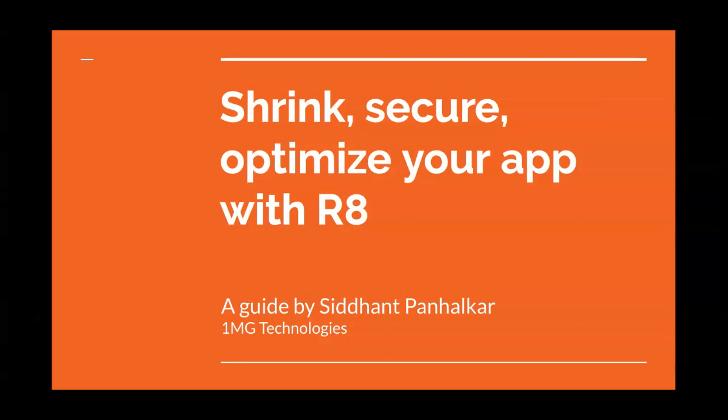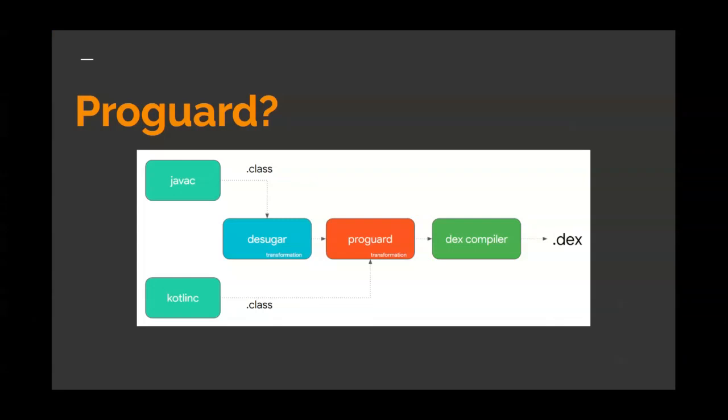So today I'll be talking about how to shrink, secure and optimize your application with R8. To start, first we need to understand how R8 evolved. To understand this, we'll look at this graph. As we all know, Dalvik bytecode is a fundamental part of most of our applications, so it rightly receives a lot of attention in the build process. We as developers write our code in Java or Kotlin, but Android devices expect only Dalvik bytecode.